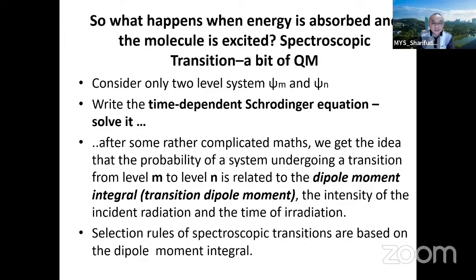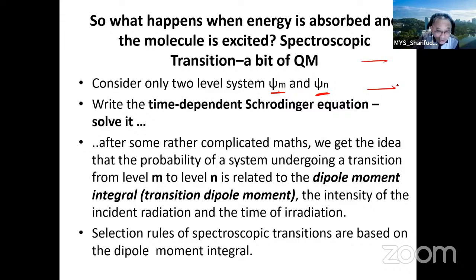So I ask another question because we are just looking at labels, right? What happens when energy is absorbed, or when the molecule is excited? What really happens? In order to do this, we have to do a bit of quantum mechanics. So we consider a 2-level system, psi m and psi n.